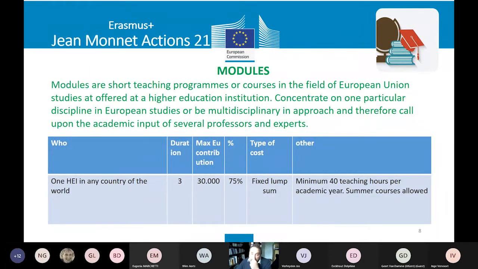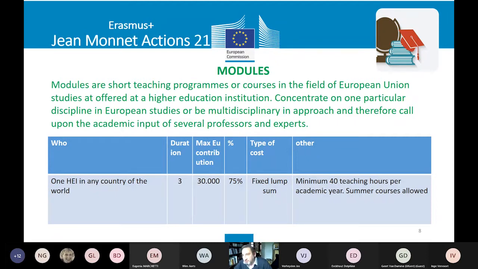So, concrete data. The modules are, let's say, the first action. If it's the first time that you want to apply, I would consider the modules as a first step to run such a project.